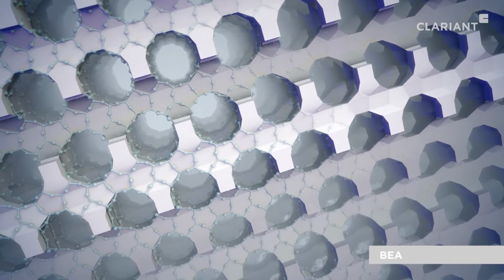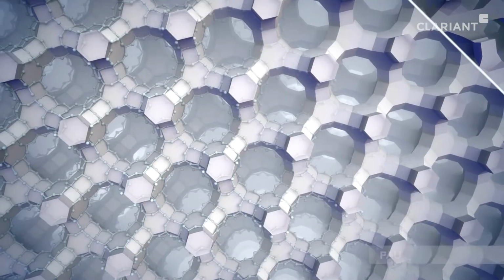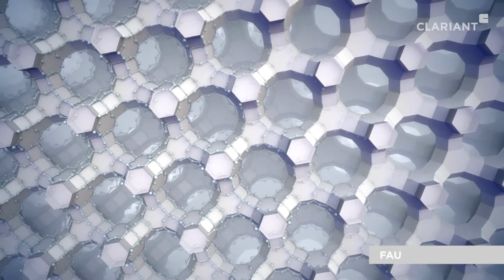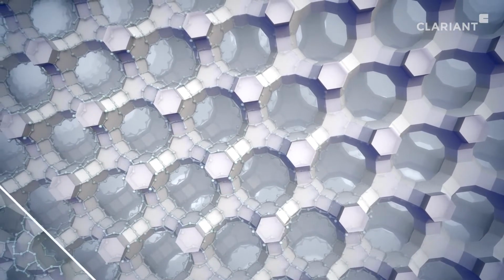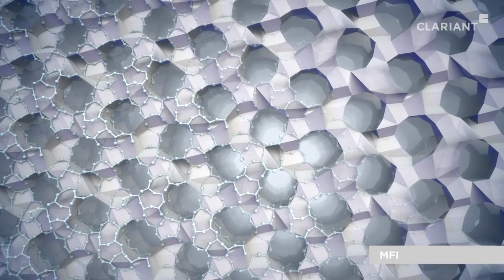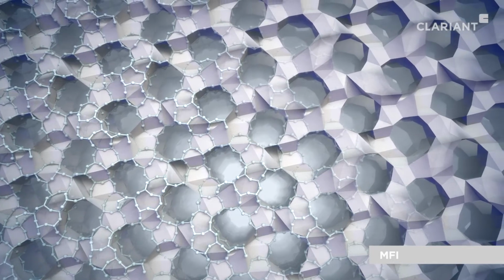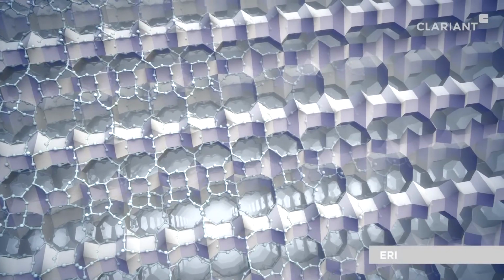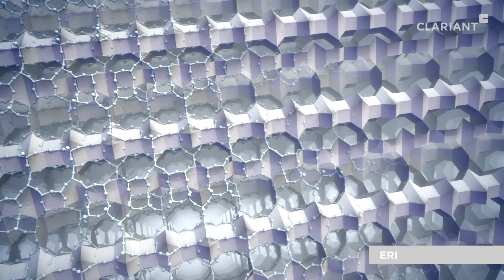Clariant zeolite raw material production capabilities include well-known zeolite structures, which cover a wide range of silica to alumina ratios. On demand, most other common commercial structure types can be produced.